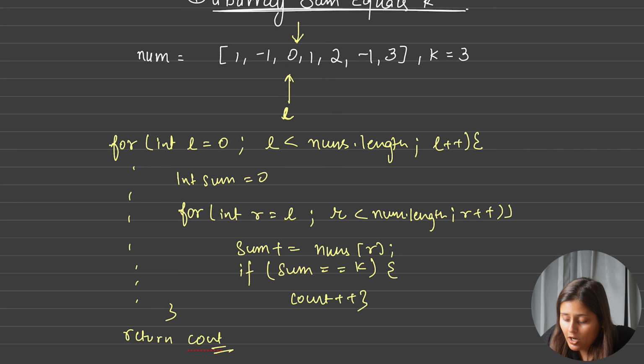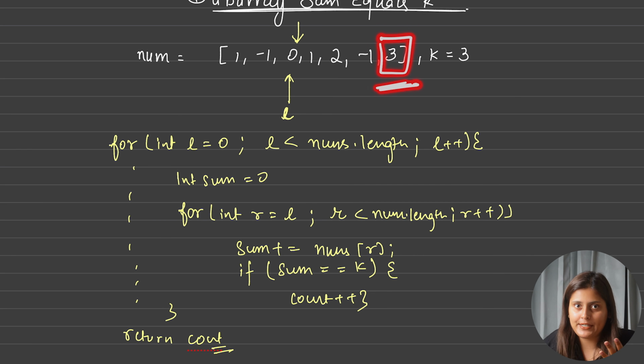Correct? Yes. Now we can consider this as a sub answer having summation 3. And 3 alone as a sub answer here. Okay, so in this case we have found 4 different subarrays.